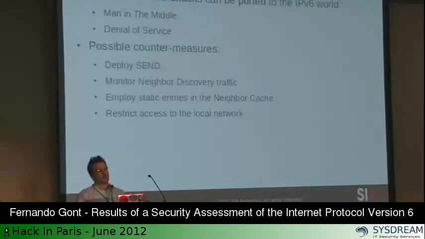Another possible, I wouldn't say mitigation, but a detection technique, is to monitor neighbor discovery traffic. Monitoring neighbor discovery traffic would be something very similar to what tools such as ARPWatch can do in the IPv4 world. Another one is to employ static entries in the neighbor cache. That's essentially the same thing as you have with ARP. If you do static entries, then you don't need the protocol to actually perform the mapping. And obviously, you can also restrict the access to the local network, so that if you segment the network, then you reduce the number of systems that the attacker can attack.